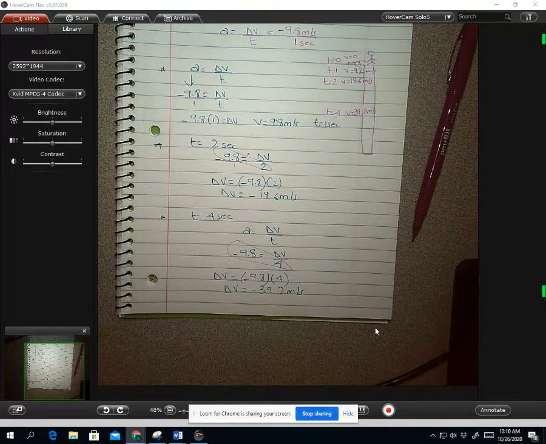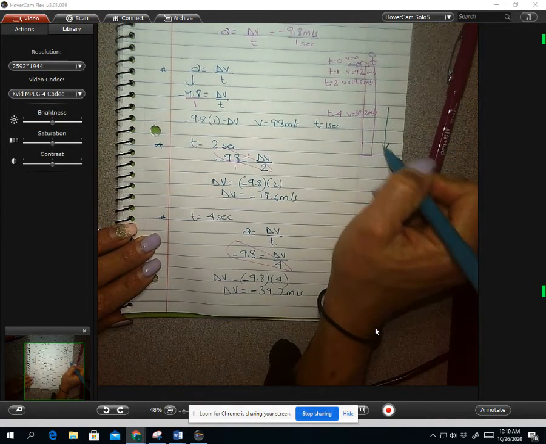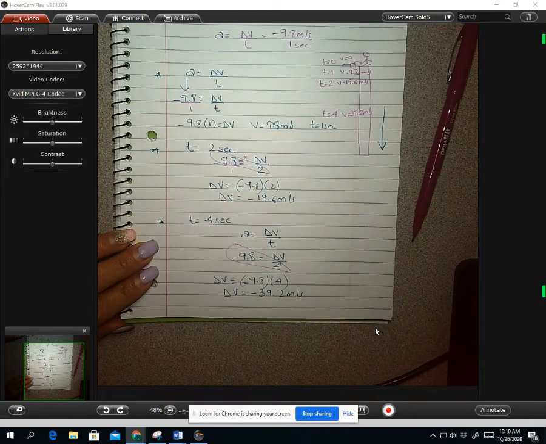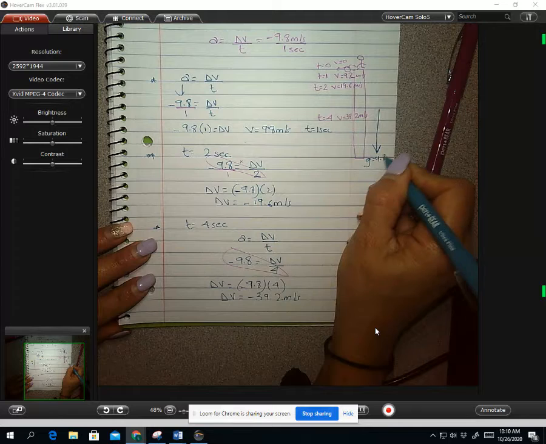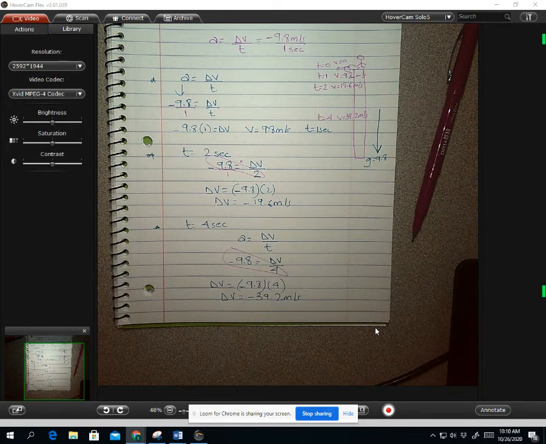Okay, so as you notice, it's actually pointing the object. The object is going downwards at a gravity of 9.8 because we know that the gravity is constant. All right.